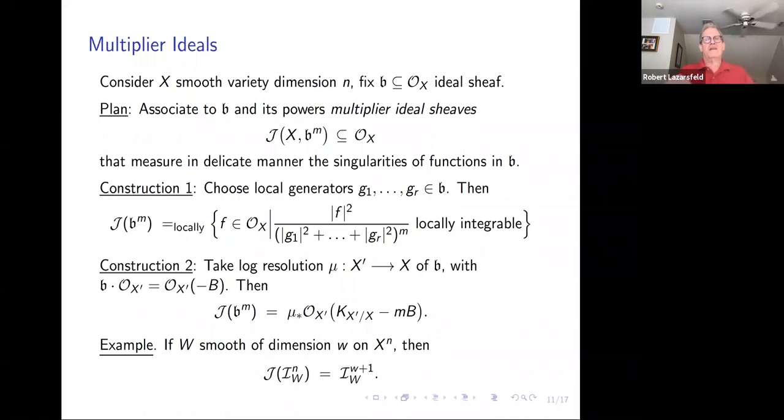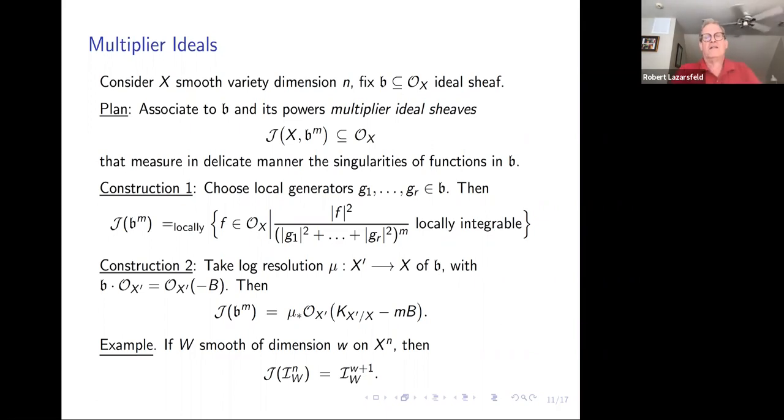And the idea is to bring in multiplier ideals. So, okay, I'm going to give a 2-minute introduction to multiplier ideals. Imagine now you have some smooth variety X of dimension N, and it doesn't need to be compact or anything, but that doesn't matter. And we fix some ideal sheaf B. Now multiplier ideals are some new ideal sheaves that are associated to B and also its powers. B to the M is also an ideal, so that's fine. So I want to associate to B and its powers what are called multiplier ideals.